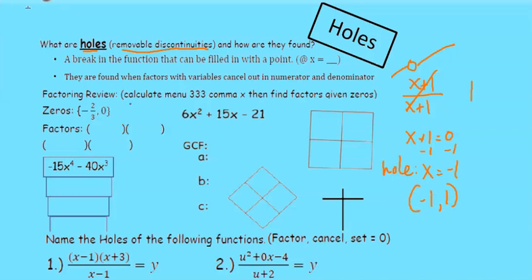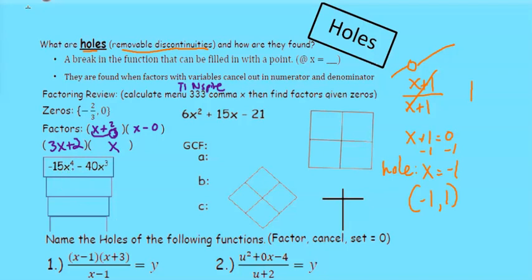Let's do a brief factoring review. Press menu 3 3 3 on the TI-Nspire, and then you put comma x to find the factors of a given expression. Like if you're given this, you could press menu 3 3 3, type this in, comma x, and then it will give you your factors. So if you're given the zeros, -2/3 and 0, you would have x plus 2/3 and x minus 0. Well, x minus 0 is just x, and then you always want to slide the denominators to the front, so you have 3x plus 2. So those are your factors.